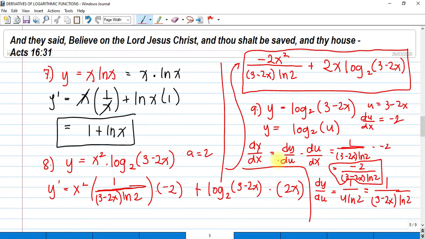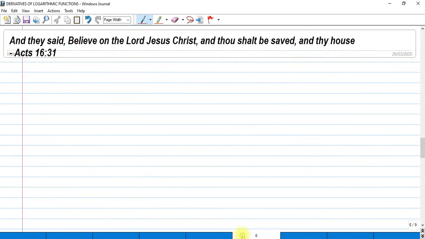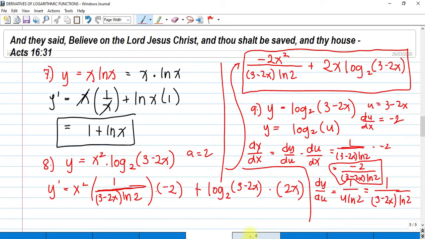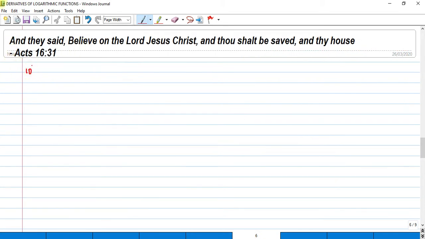Okay, that's how we got the negative 2 over 3 minus 2x ln of 2 in our previous problem. Okay, and I hope you can follow it, by chain rule. Alright, let's go to another problem. So we have, number, I think, what number are we? Number 10. Problem number 10.